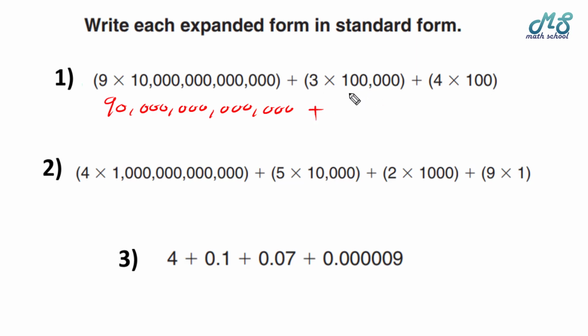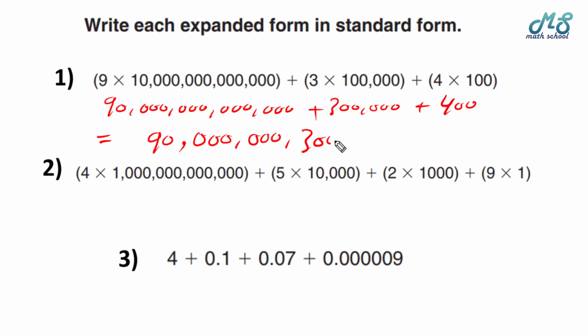Plus 3 times 100,000. So we get 300,000. Plus 400. It's easy. Now we can write the standard form of the number. We have trillions first. How many trillions? 90 trillions. How many billions? We have no billions. So triple zeros. No millions, triple zeros. How many thousands? We have 300,000. Just write 300 and write 400.